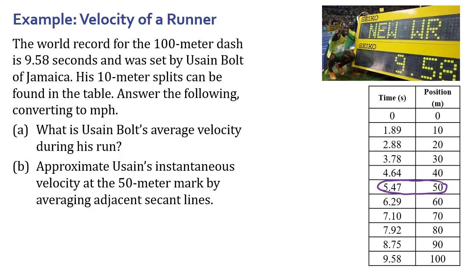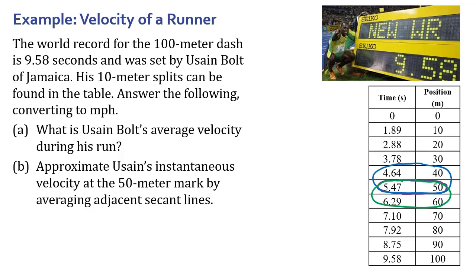To find that, since this is the information I have, we're going to figure out the average velocity as I'm approaching that 50-meter mark, so finding that secant line that goes through those two points. And then the average velocity as I'm leaving that 50-meter mark and moving on to 60. If we can see his speed as he's approaching 50 and his speed right when he leaves 50 and average those two together, then we can get a good picture of his instantaneous velocity right there. So let's do the first one.